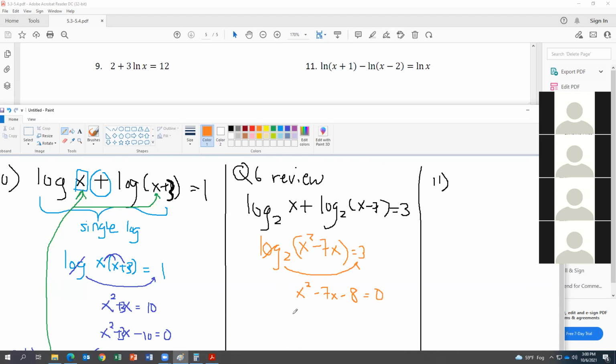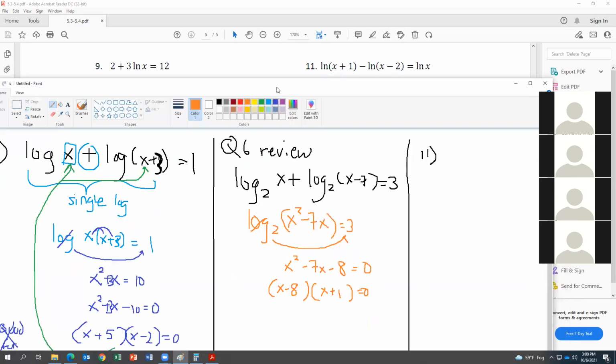And then from there, you just factor. And what's the factor here? x minus 8 and x plus 1. And then make those both equal 0. And that would make 8 and -1, and then you cancel the -1 because negatives don't work. Which would make x equals 8.